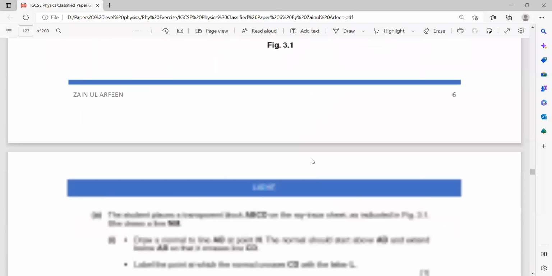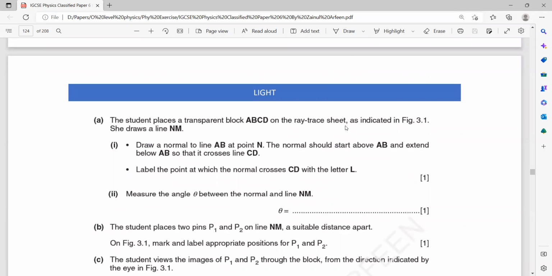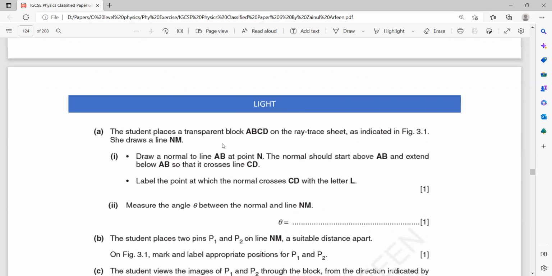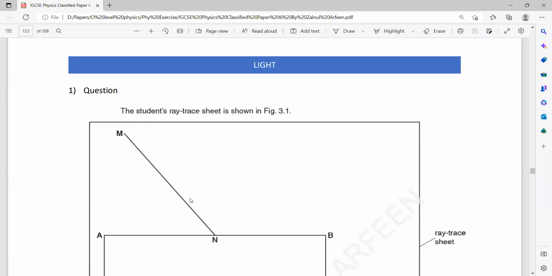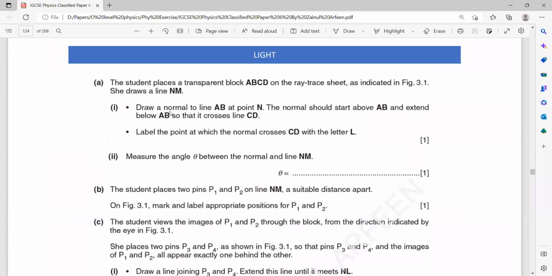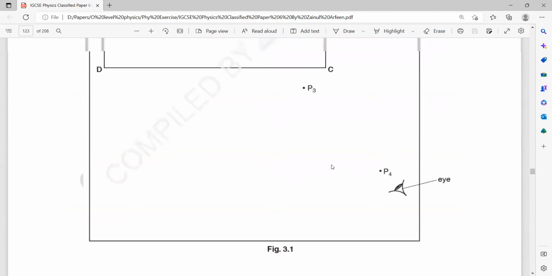The student places ABCD on a ray trace sheet, like on a paper in which he can draw the path of the light, as indicated in figure 3.1. She draws a line from N to M. Draw a normal to line AB at point N. The normal should start above AB and extend below AB so that it crosses line CD. Label the point at which the normal crosses CD as L, and measure the angle between the normal and the line. So we have to follow the instruction.